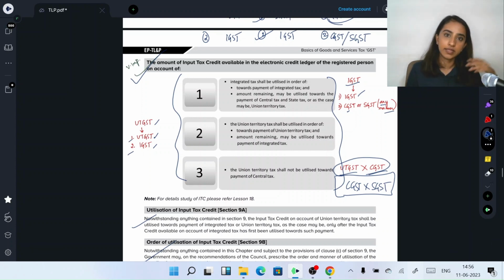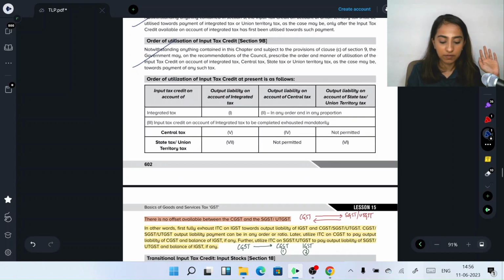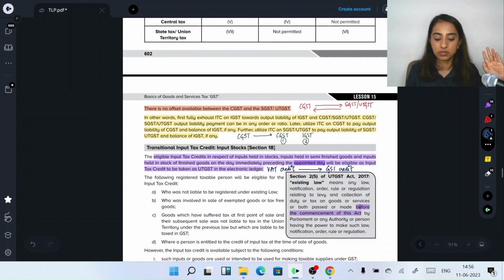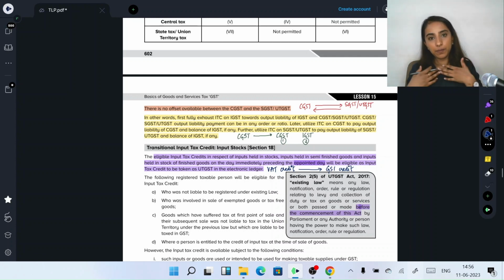First for yourself and then to others. But the center and the state cannot give to each other. Simple. We have repeated it quite a lot of times, so I hope you don't make this mistake. The center and the state cannot give to each other. Whatever tax you have, you're going to utilize it for yourself first.